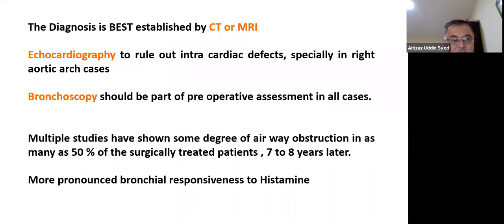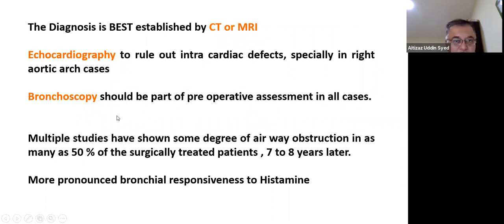If you want the diagnosis to be best established, CT or MRI will best establish your diagnosis where the facility is available. Echo still has to be done to rule out intracardiac defects, especially in right aortic arch cases. Bronchoscopy should be a part of the preoperative assessment in all cases. This is what the textbook says.